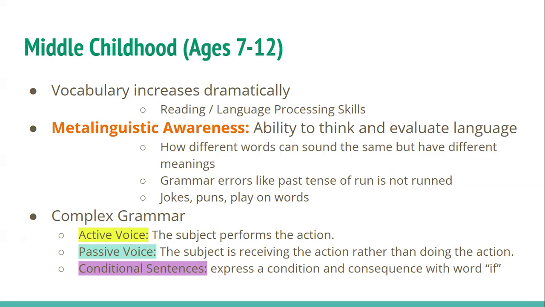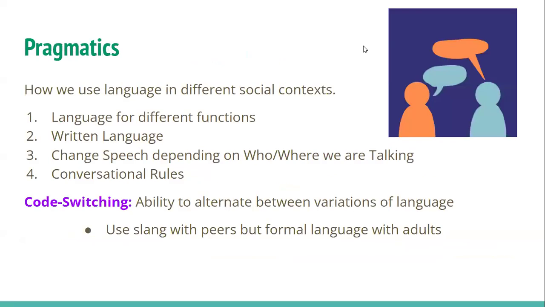So active voice is like the baker is baking. The passive voice would be the cake is being baked by the baker. And then conditional sentences, where they use the word if. So if I could, I would do so and so. All right, next slide. Oh, we're still talking about middle childhood.